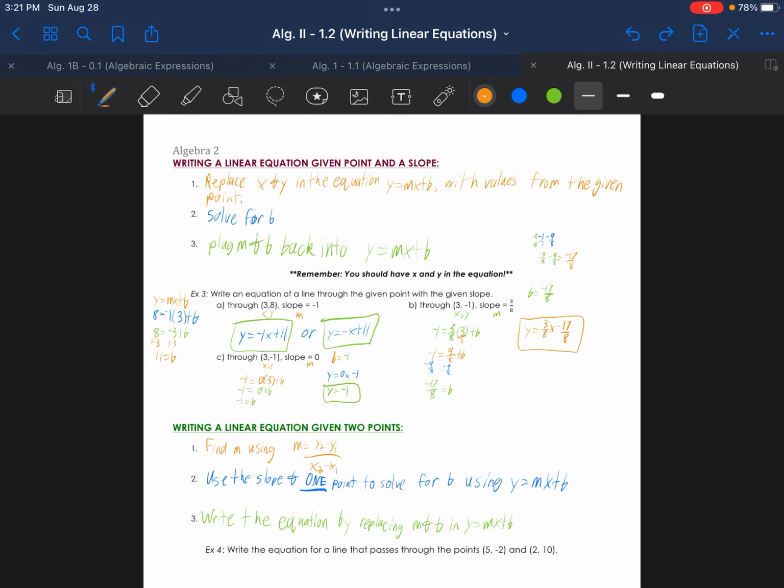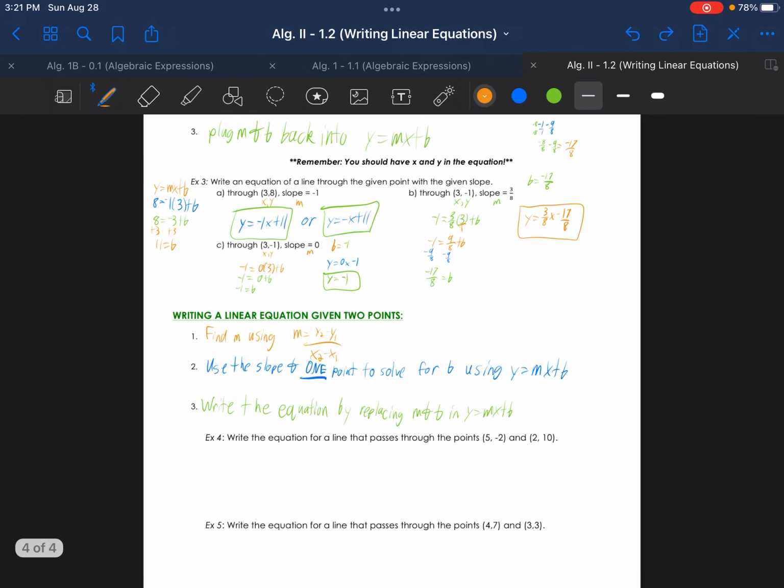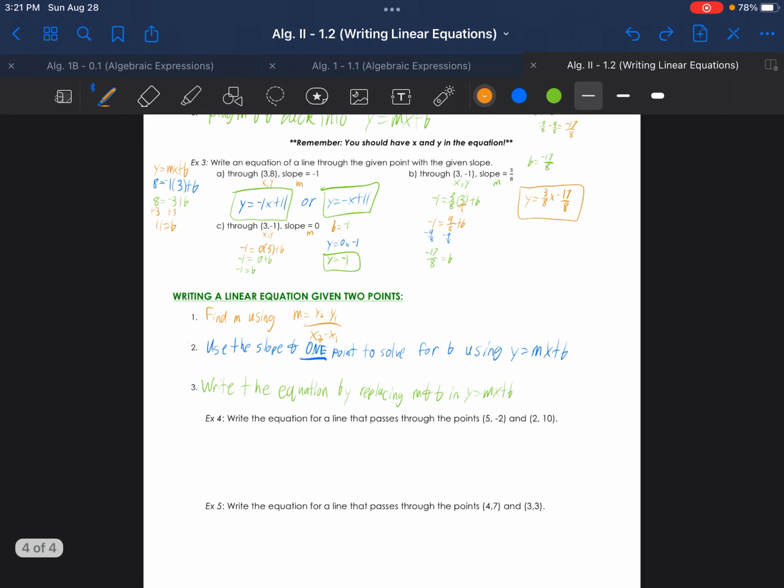So all we're really adding to what we just did on those 3 examples right here is step 1, where we're finding the slope m using the formula. It's the only thing we're adding to this. And once again, this is what you do when you're given 2 points.